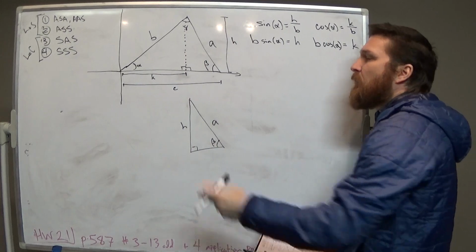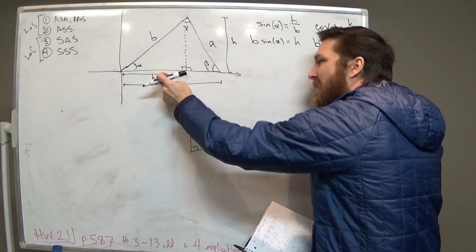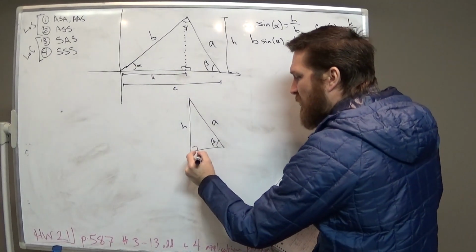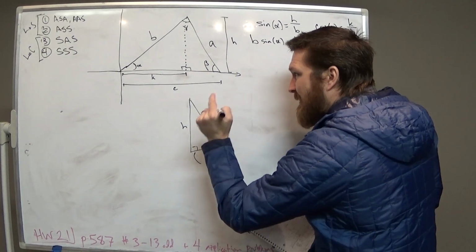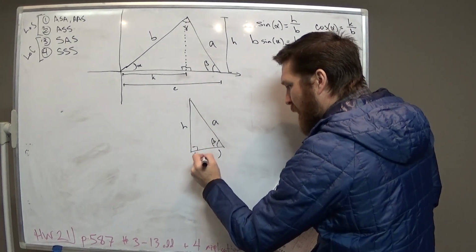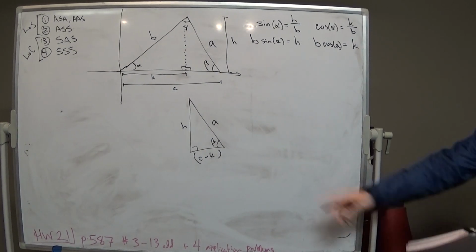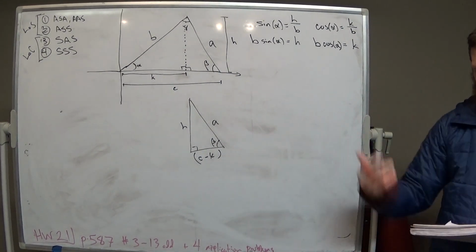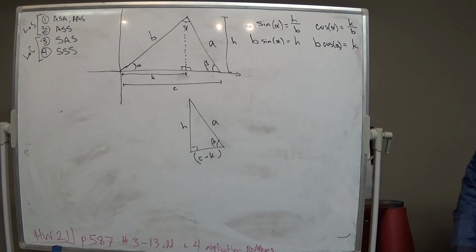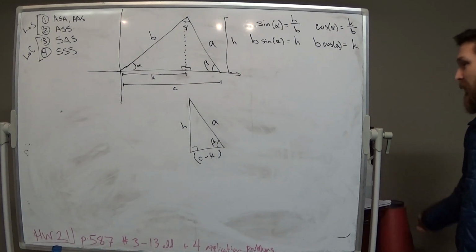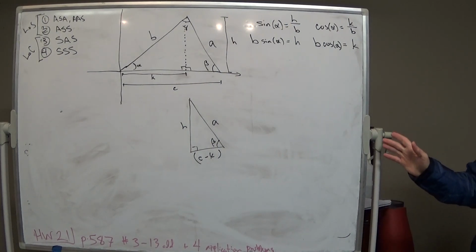What would you have just done? You would have taken the bigger length minus the smaller length. So let's just call it that, and I'm going to put in parentheses, C minus K, whatever it happens to be. But this is a right triangle, yeah? So we could find the other angle if we cared.